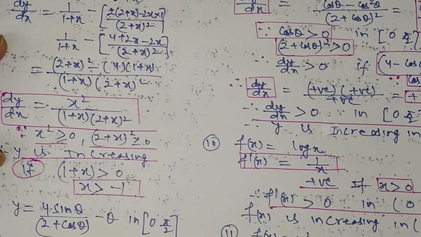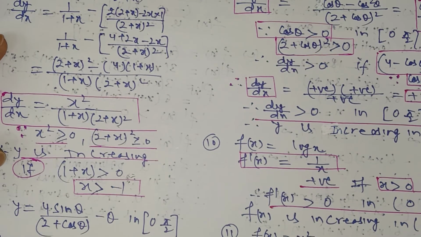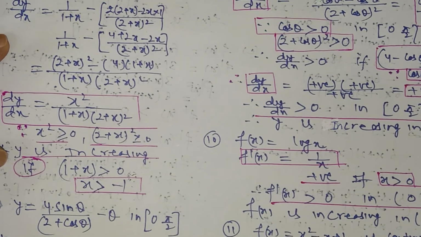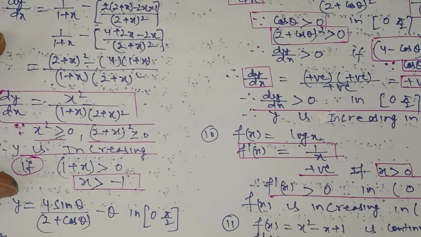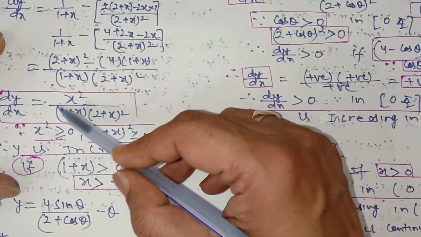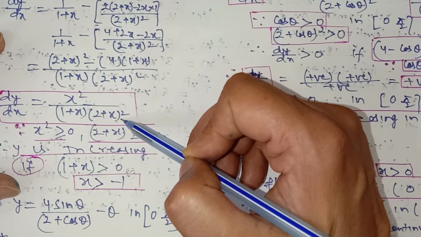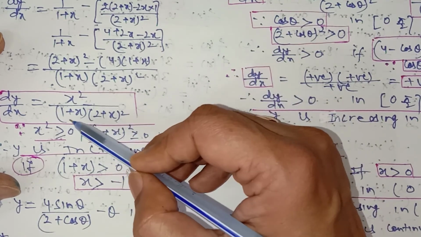So this is question number 7, and we have done it directly without putting it equal to 0. From the dy by dx fraction, we have easily found when it will be greater than 0. It will be greater than 0 when 1 plus x is greater than 0, because x square and 2 plus x whole square are always greater than 0. So it depends only on 1 plus x.